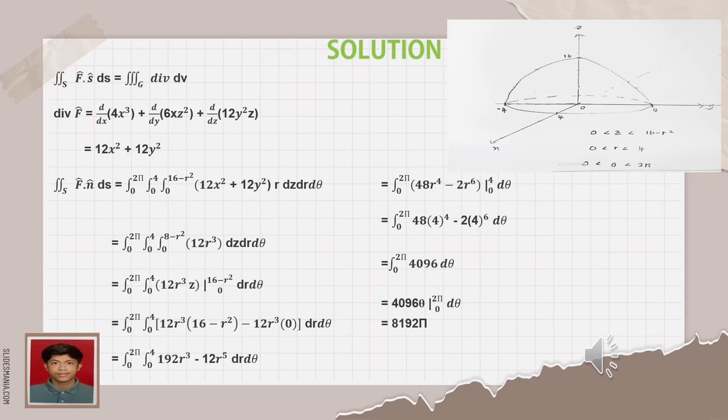So substitute the values 16 minus r squared and 0 into the equation, and we get 0 to 2 pi, 0 to 4, 192r cubed minus 12r to the power of 5 dr d theta. After that, we integrate r, and we get 0 to 2 pi, 48r to the power of 4 minus 2r to the power of 6 d theta. Substitute 4 and 0 into the equation, and we get 0 to 2 pi, 4096 d theta. And integrating theta, we get 4096 theta, and substituting the boundaries of theta, which are 2 pi and 0, lastly we get the answer 8192 pi.